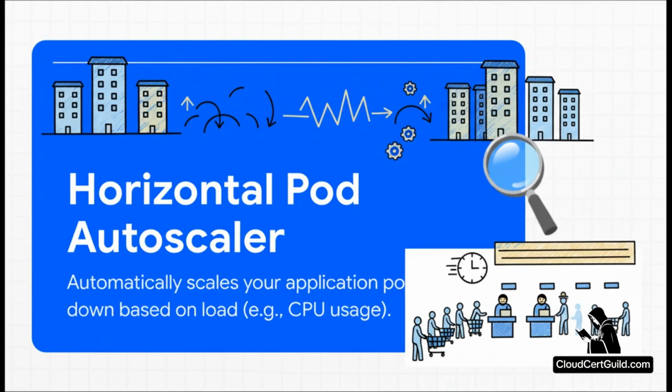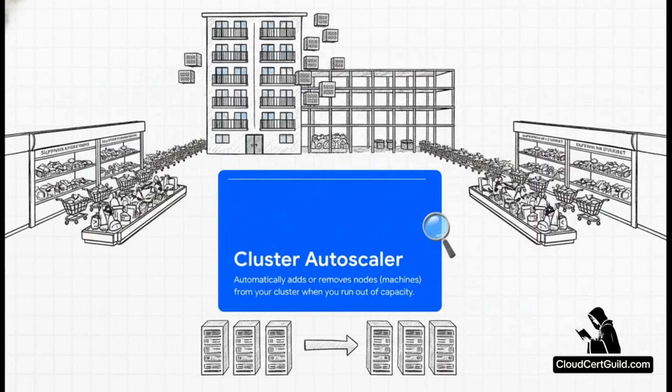It's exactly like a manager at a busy grocery store who sees long lines and immediately opens up more checkout lanes. It keeps everything flowing smoothly. But what happens when you've opened all the checkout lanes you have space for? What if the HPA wants to add more pods, but your apartment complex is completely full? There's just no more room.